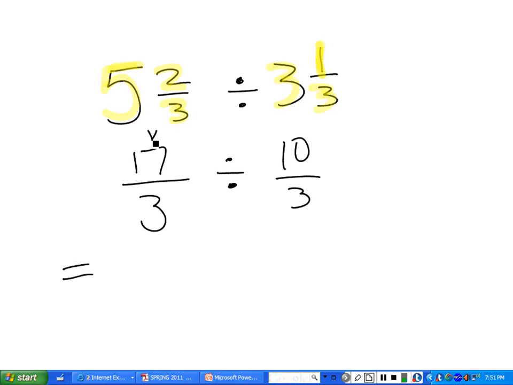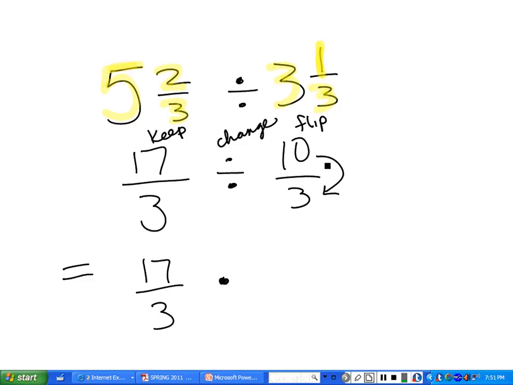Now we're going to keep, change, flip. So we're going to keep the 17 over 3, and we're going to change this division symbol to a multiplication symbol. And we're going to flip this 10 over 3. And the proper way to say that is really to find the reciprocal of 10 over 3, which is 3 over 10. Okay, can we cross cancel? It looks like we can get rid of these 3's here because both are divisible by 3, of course. 17 and 10, no number can go into 17 and 10 at the same time.